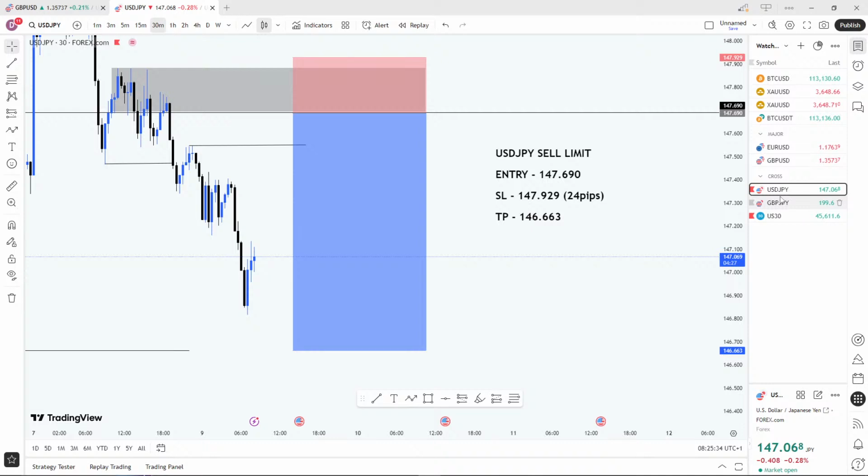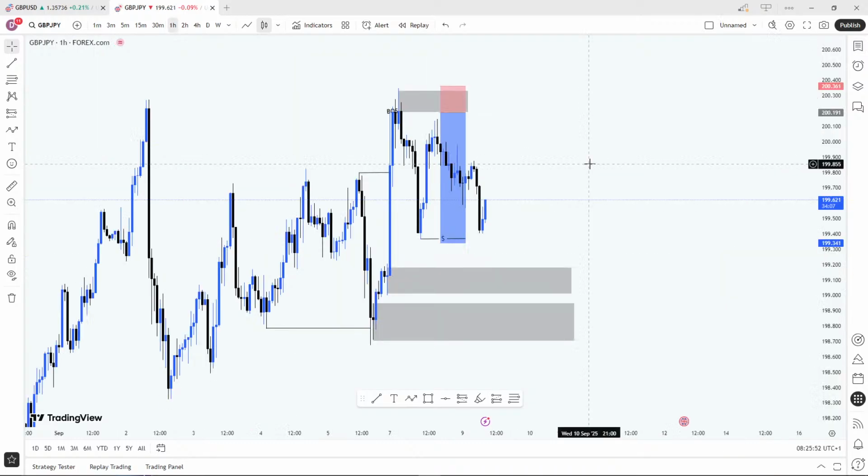So on GBP JPY, I'm expecting a buy from either of these POI. So on GBP JPY, I'm watching out for two POI.